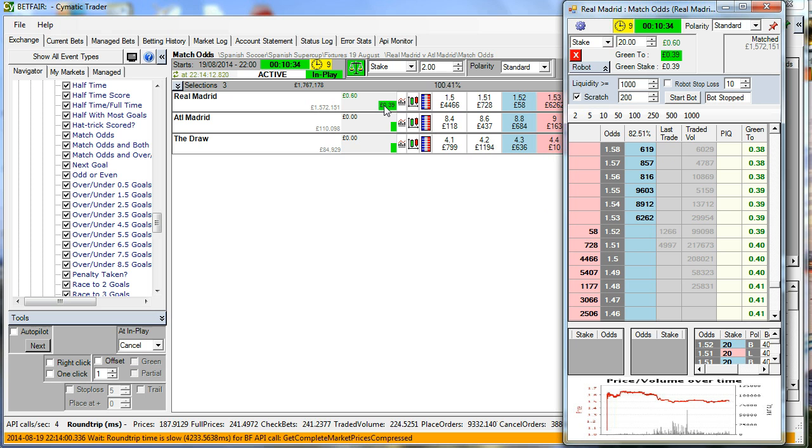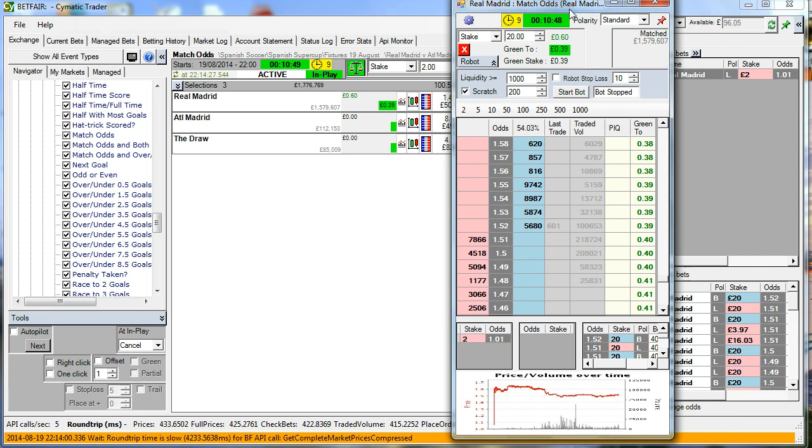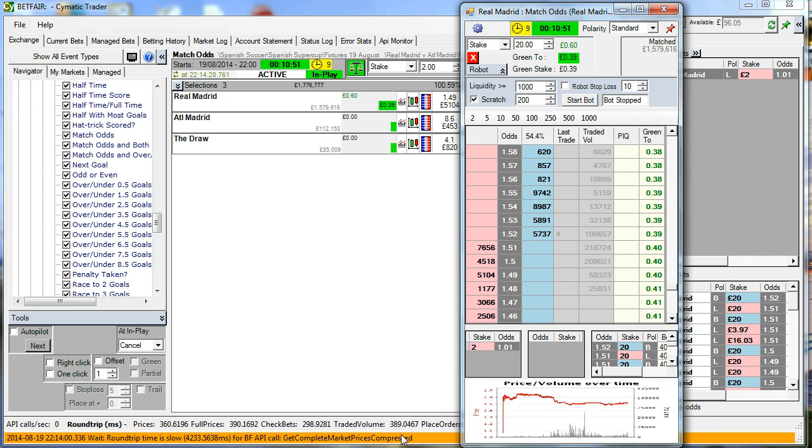We've had three profitable pairs of bets. I'll just green those up. Take the 39p. And that will, once it's gone through the in-play delay, balance the books.